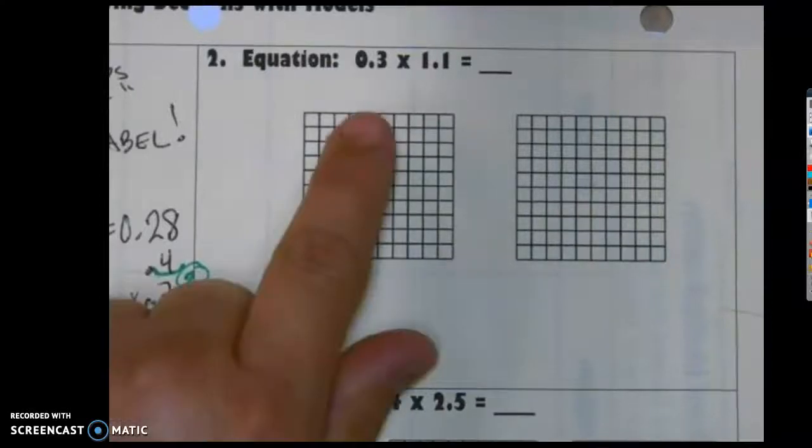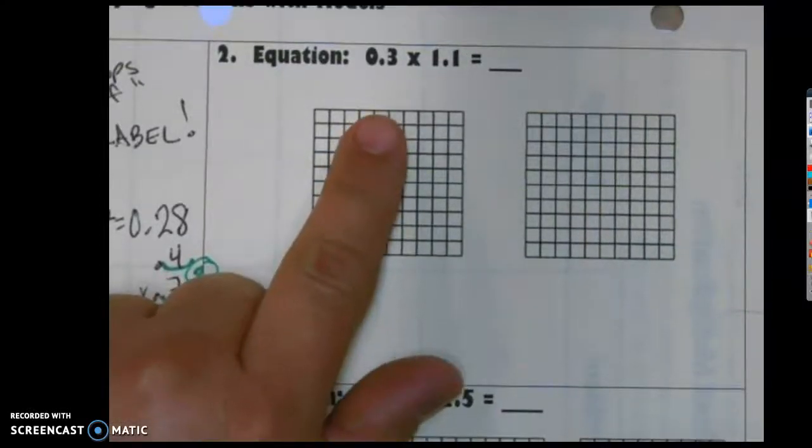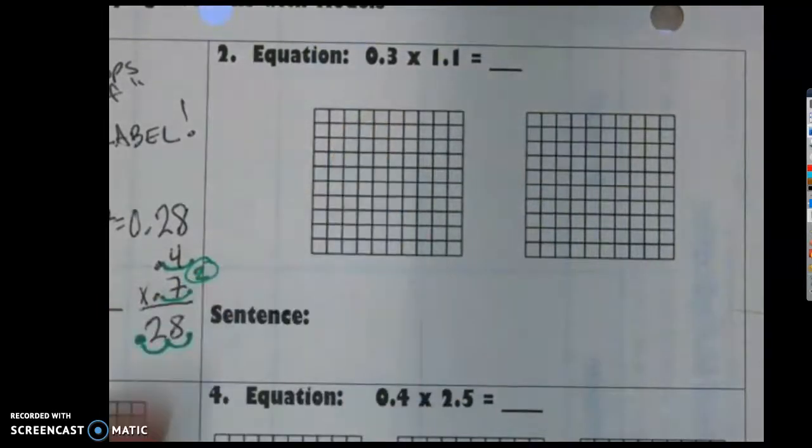Okay, so now we're going to take a look at this equation. This is 3/10 of 1 1/10. So let's rewrite the equation.